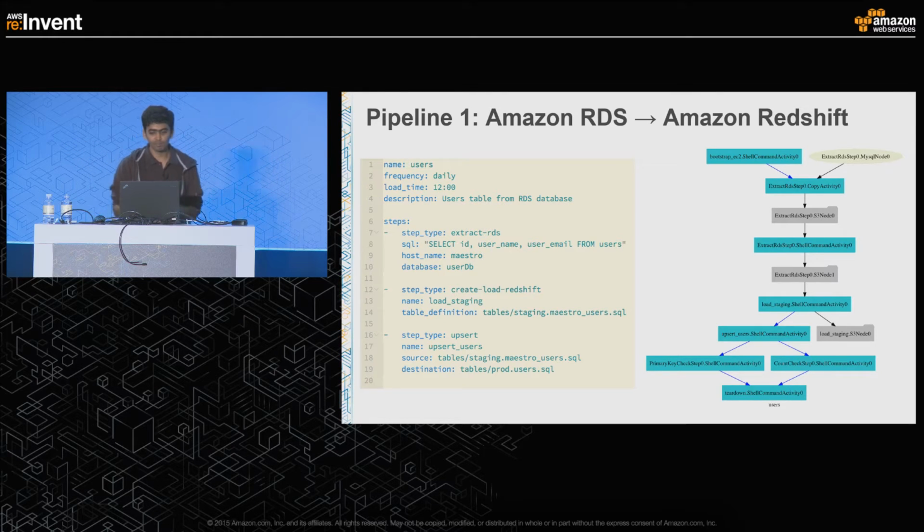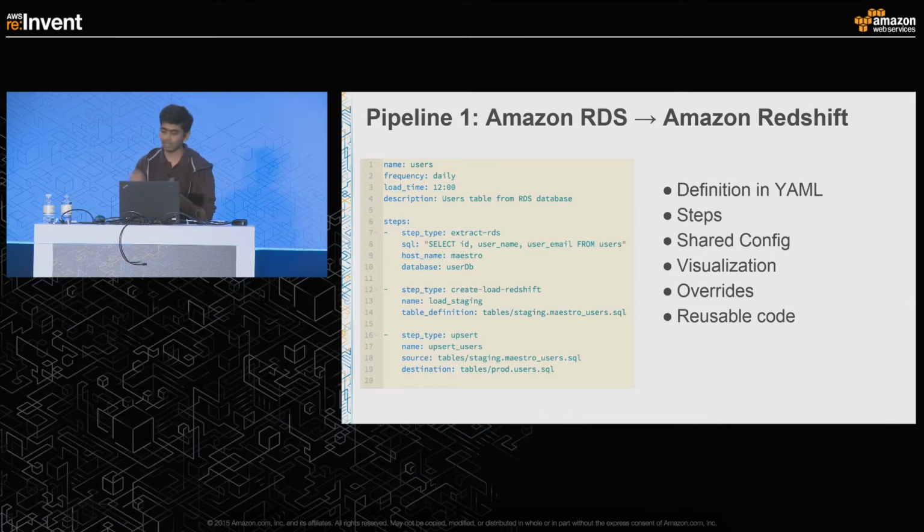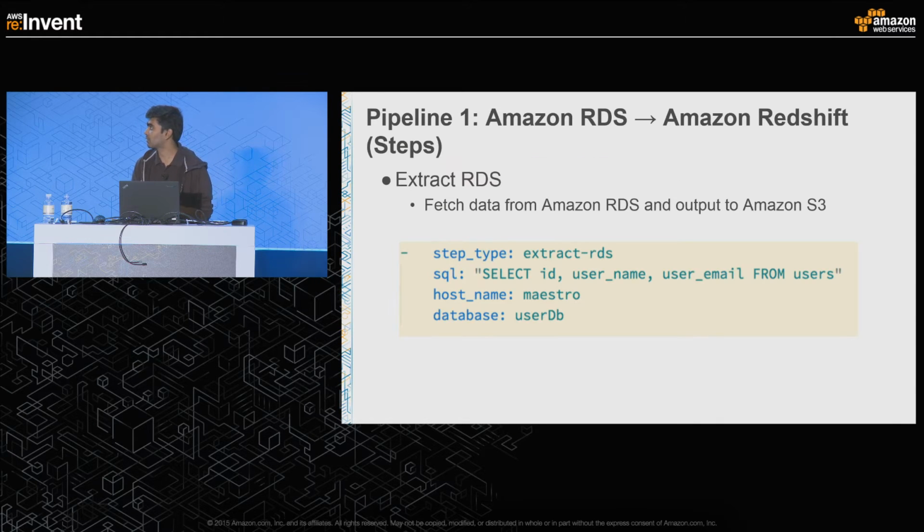I'm going to talk about each of these later. As we saw, the definition of a pipeline is specified as a YAML file. There's a notion of steps, which is one action within a single pipeline. And then we're going to talk about other things like configuration, overrides, and reuse of code as we parse this pipeline out. So let's talk about steps first.